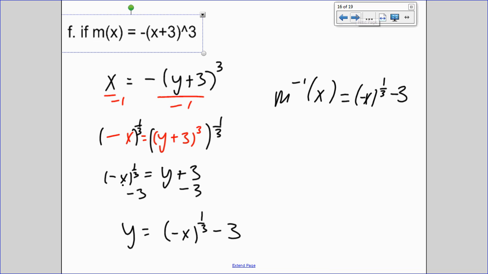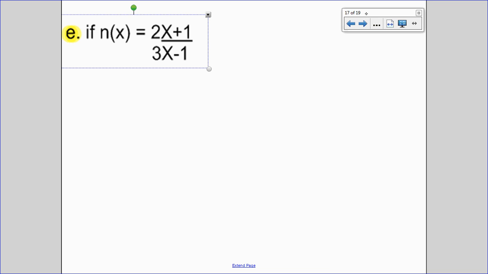Okay, another situation, we got a rational function. We can find inverses of rationals. They might have a restricted domain, which is okay, but we can still find the function. And that restricted domain is already implied in here. x can't equal 1/3, so on and so forth. But switch x and y, and this one has shown to be usually the most troublesome algebraically.